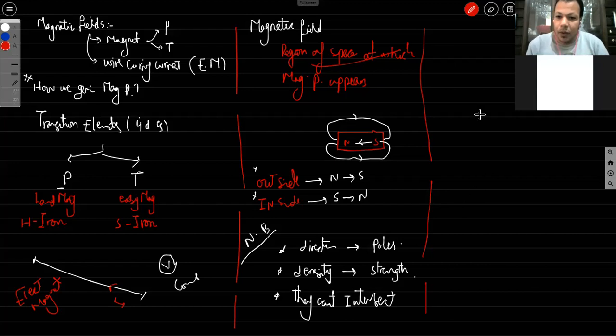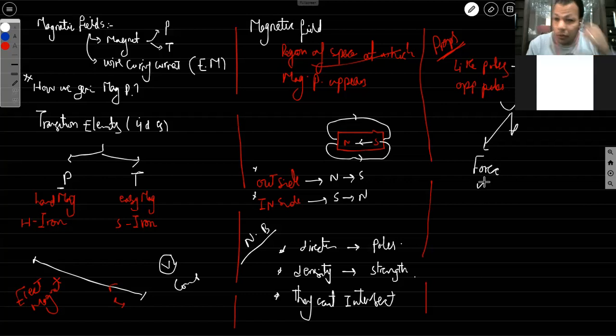All right. Great. After that, we had some properties about the magnets, like poles and opposite poles. We know that like poles repel, while opposite poles attract. And here, because of the repulsion and attraction, we can conclude two things, that a force can originate, and we need to know this force.